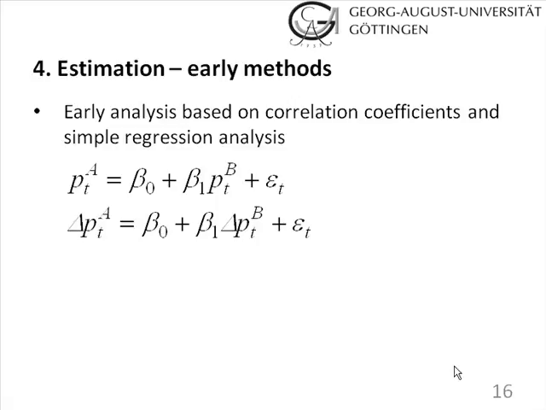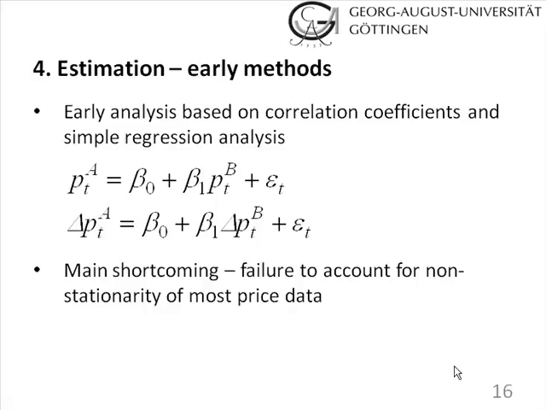The basic regression analysis was just standard regression of one price on the other price, or the price changes on the price changes. Very simple sorts of analysis there. Another important shortcoming of this sort of work is that it fails to account for possible non-stationarity. Much of the price data we have is what we would call, in econometric terms, non-stationary. And because of that, this sort of standard regression analysis essentially fails. It can fool you a lot.